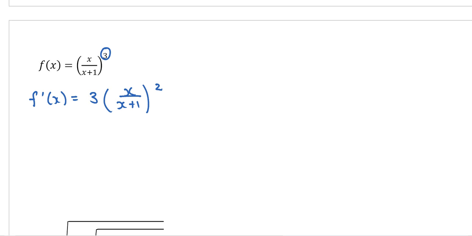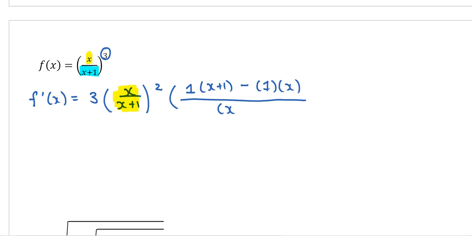And then the chain rule tells us that we need to take the derivative of the inside function, and this is where we have to use the quotient rule. In order to use the quotient rule, I believe we take the derivative of the numerator first. So that's going to be 1 times the bottom, which is x plus 1, minus the derivative of the denominator, which is 1, times the numerator, which is x, all over the denominator squared, (x plus 1) squared. And that would be it. I would take that for full points.